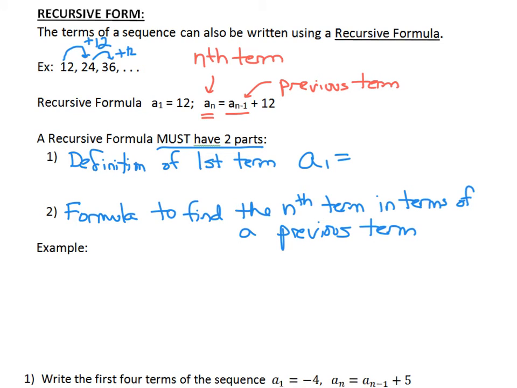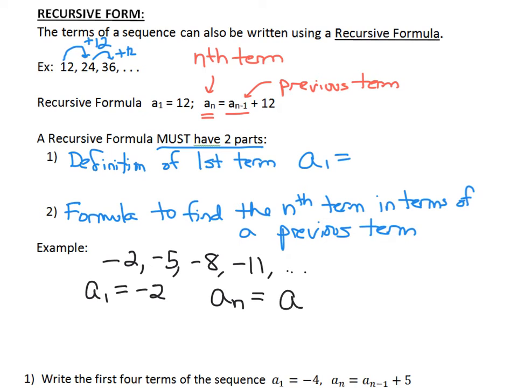So let's try an example here. Let's say that I give you the sequence -2, -5, -8, -11, and so on. To write a recursive formula, I'm going to say a_1, the first term, is equal to -2. To find any term after that, I'm going to say the nth term is equal to the previous term, a_(n-1). And what do I have to do to each term? I have to subtract 3. So you'll notice that to find any term, I have to know the one that comes right ahead of it.